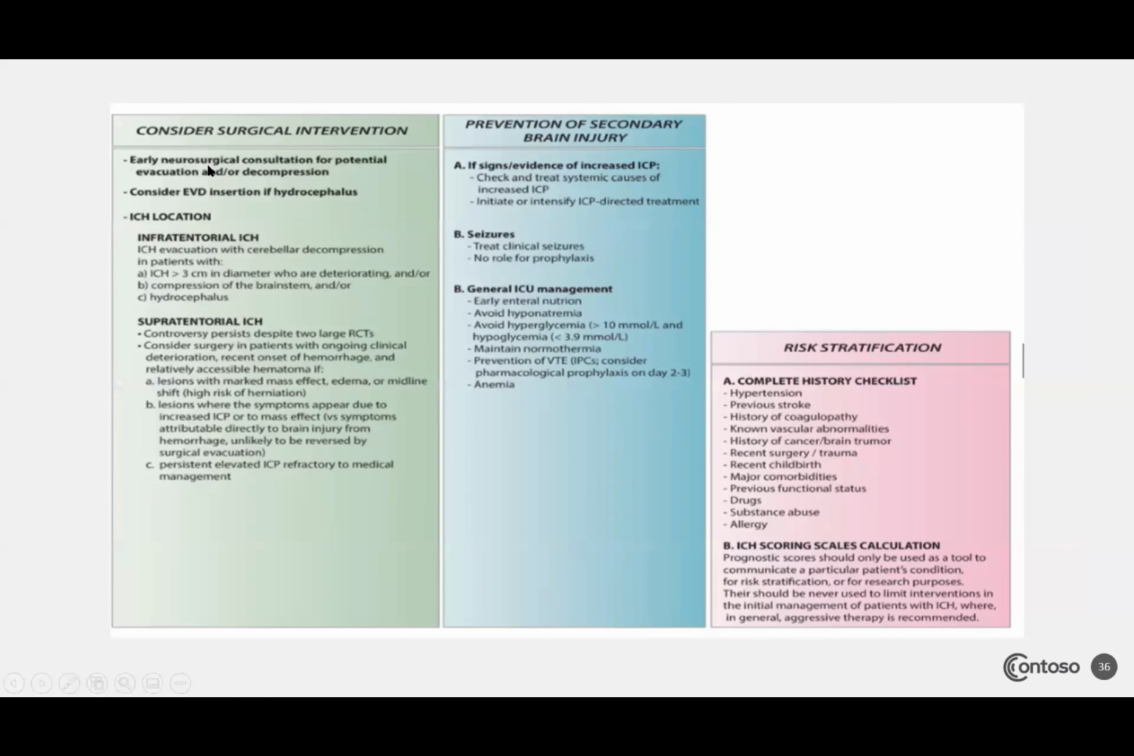Consider surgical intervention, as we mentioned, with early neurosurgical consultation for potential cases: consider EVD insertion in hydrocephalus. ICH location: infratentorial, as we mentioned, or lobar hemorrhage and supratentorial, as we mentioned. If there is any mass effect, superficial, less than 2 centimeters from the cortex, with a mass effect and the patient is clinically deteriorating, you can push your patient to surgery. Prevention of secondary injuries: if there are any signs or symptoms of increased ICP, you have to treat it.